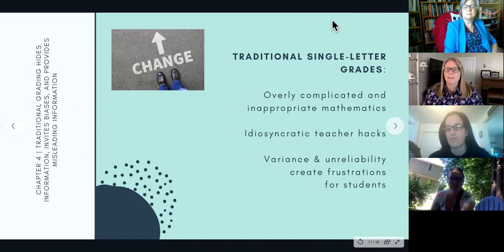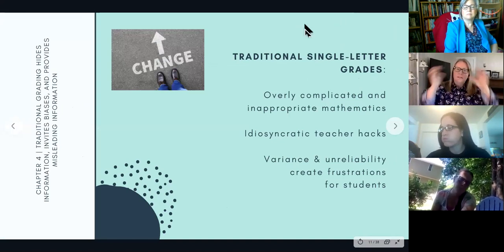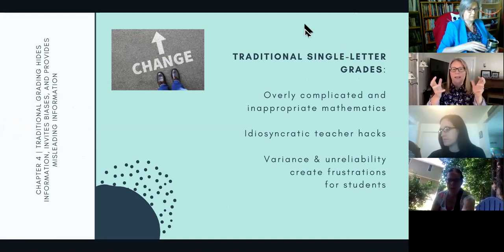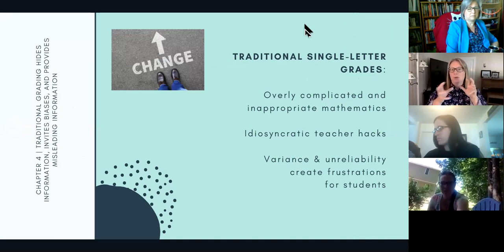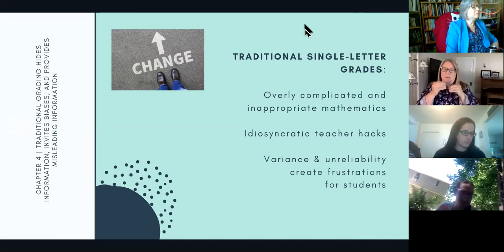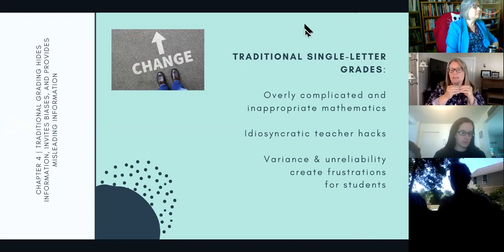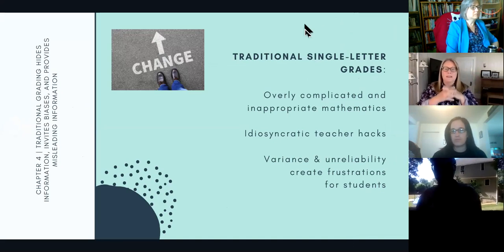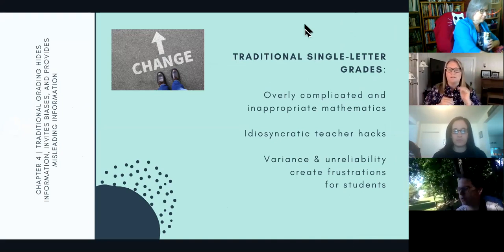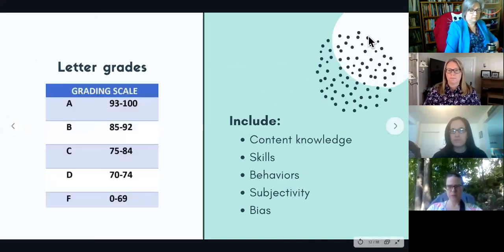So with chapter 4, you really talked a lot about just the issues with single letter grades, the traditional single letter grades, and how they're overly complicated, and there's inappropriate mathematics, that there are idiosyncratic teacher hacks that we all try to do that are unique to our own ideas, and that there's a variance and unreliability to these grades because of these factors that create frustrations for students.